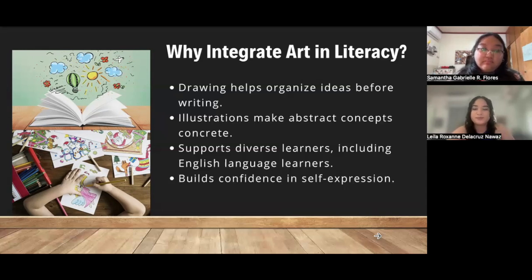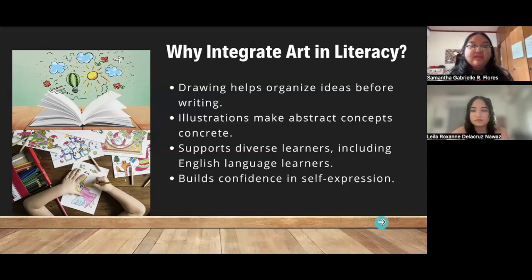And number four is it builds confidence in self-expression. So art is a good way for self-expression. You could be doing anything, painting, drawing, you're expressing yourself.